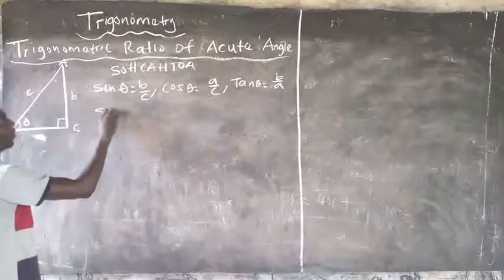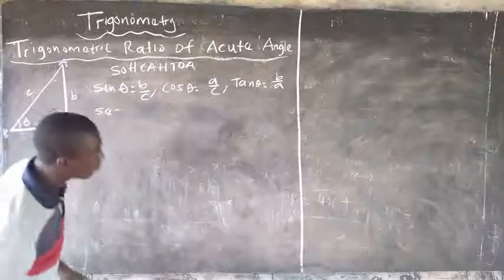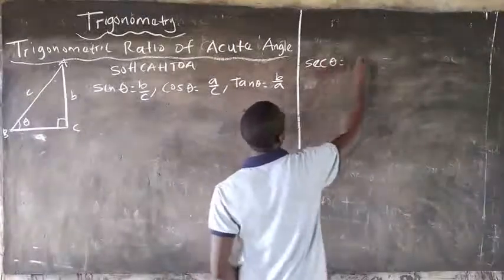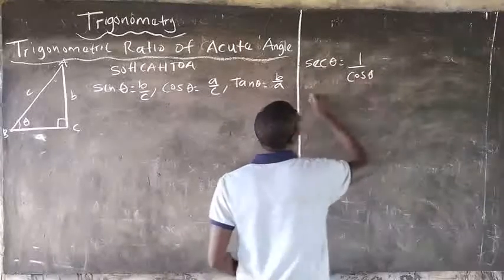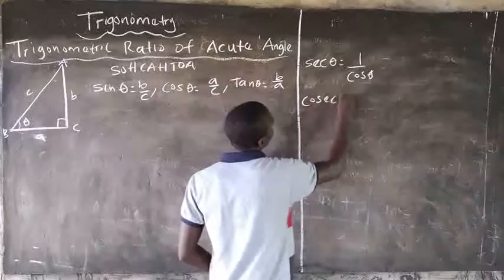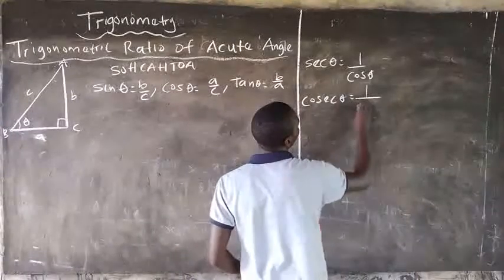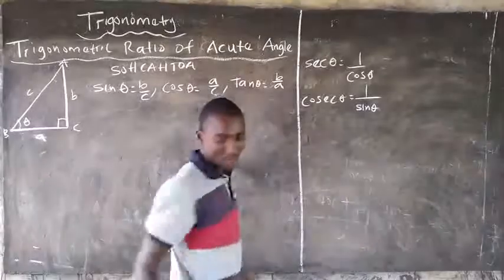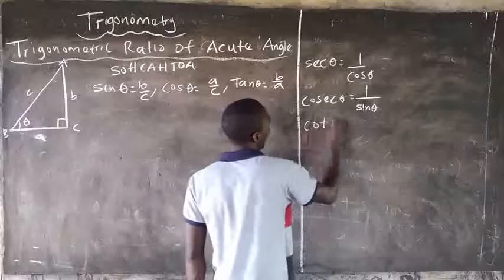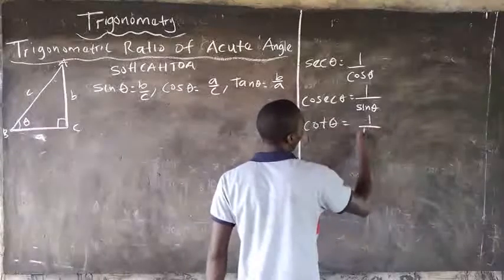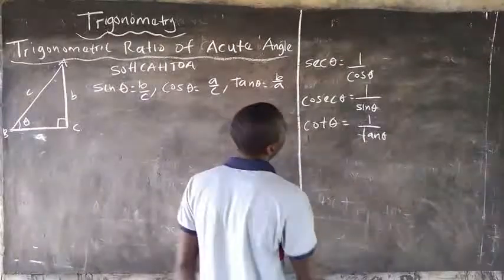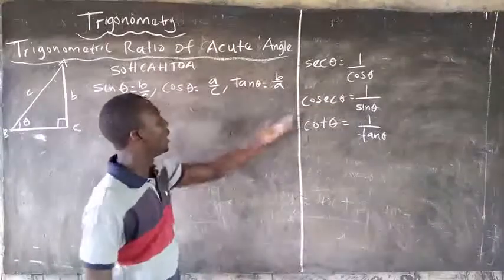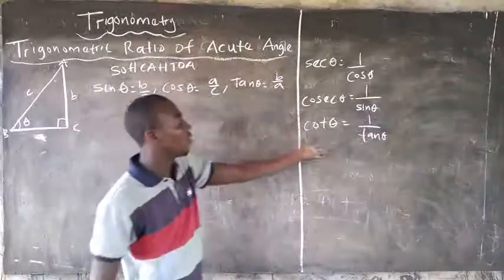Let me write it here for you so you have the full knowledge. Sec theta is equal to 1 all over cos theta. Cosec theta is equal to 1 all over sine theta. And cot theta, cotangent, is equal to 1 all over tan theta. So this is what I meant. Sec theta is just the inverse of cos theta, cosec theta is just the inverse of sine theta, while cot theta is just the inverse of tan theta.